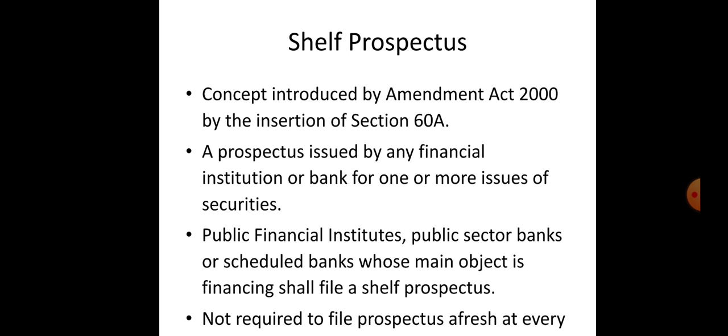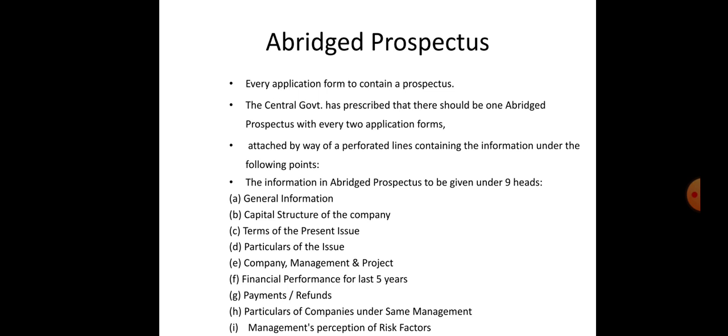That is a concept introduced by the amendment of 2000 of the Companies Act. It is issued by the financial institution or bank for one or more issues of securities. So in case you want to introduce a new security, it will be mentioned in the prospectus. A public financial institute or public sector banks or scheduled banks whose main objective is financing shall file a shelf prospectus, and it is not required to file a prospectus afresh every time. So this is called a shelf prospectus.